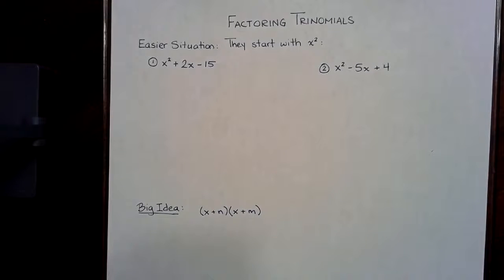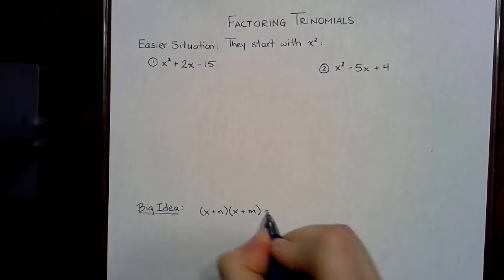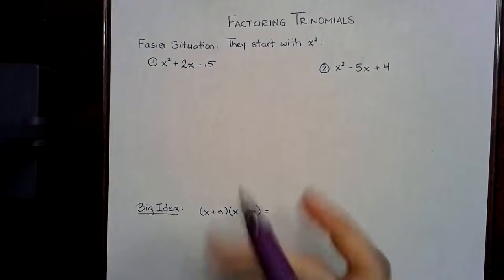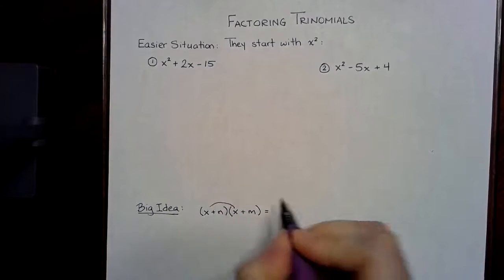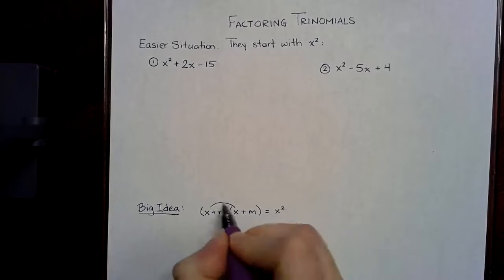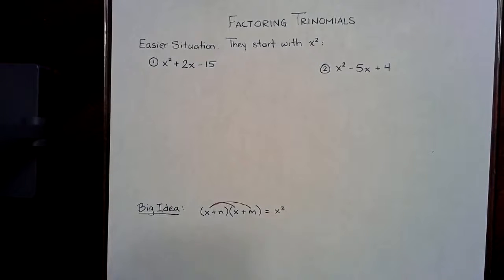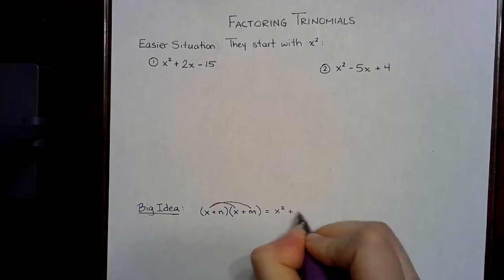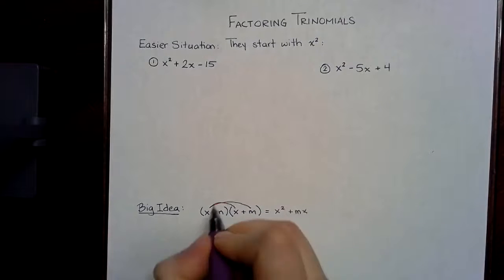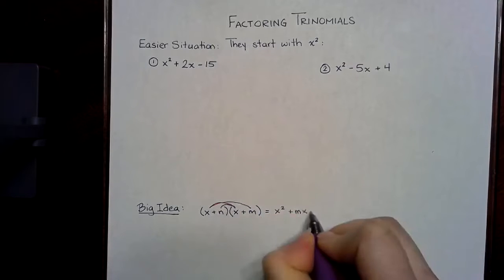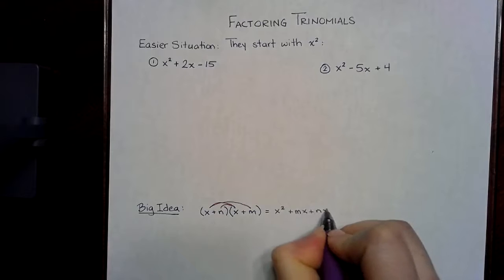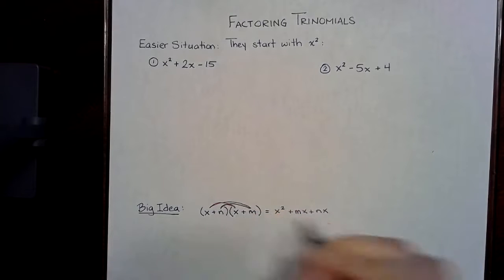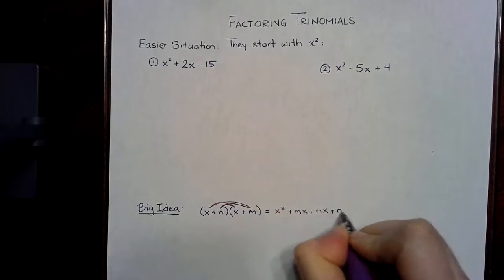And so when I multiply that all out, x times x gets me x squared. X times m gets me mx. N times x gets me nx. And n times m gets me nm.